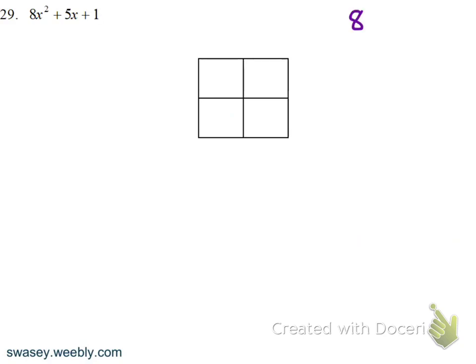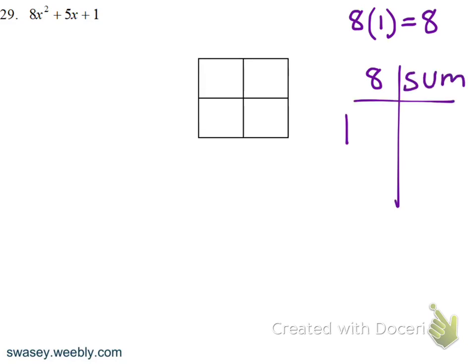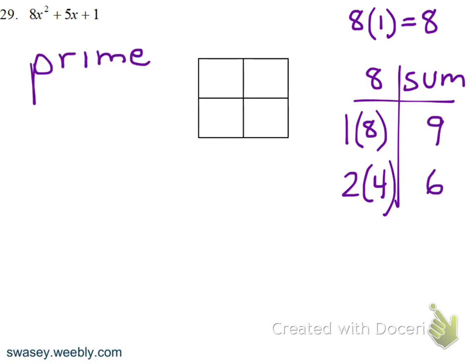A times c, 8 times 1 is 8. Looking for two numbers that multiply to get 8, that add to get 5. If you look at your factors of 8, none of them add up to 5. And so this is not factorable, it's called prime.